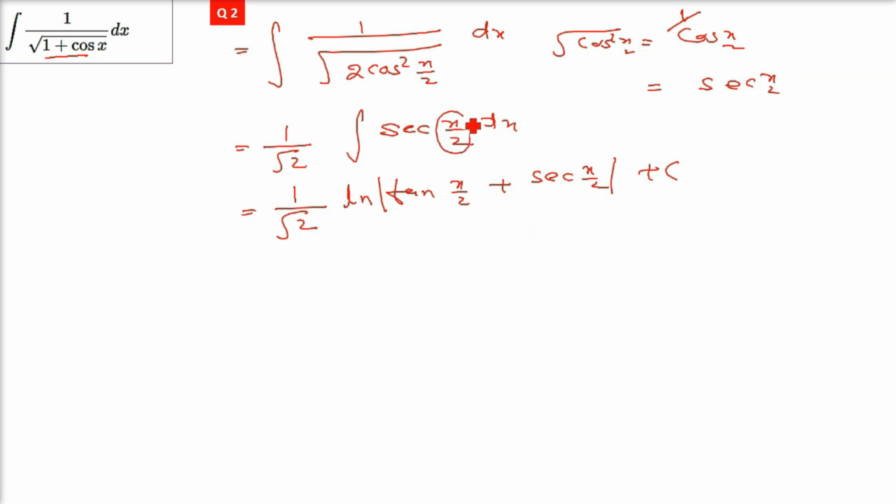But one more thing is remaining because x by 2 is there. There is an algebraic expression. You have to differentiate it and the result needs to be divided. The derivative of x by 2 is 1 by 2. The 1 by 2 has to be in the denominator, so 2 goes up. So 2 by under root 2.